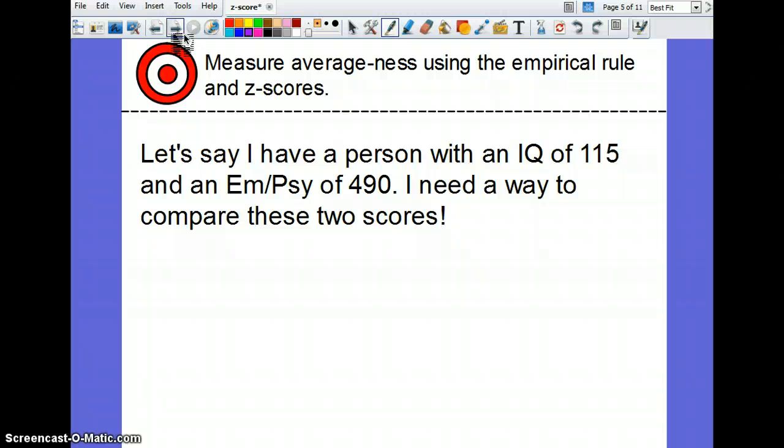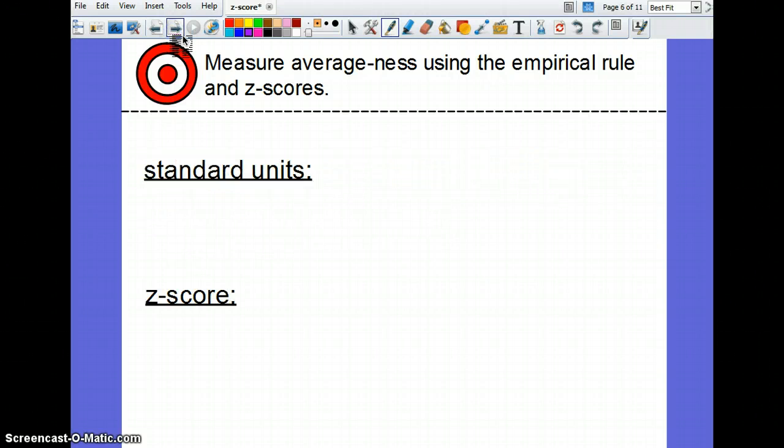However, it would be really nice if I had just communicated both of those scores in terms of the number of standard deviations, because then it would have been immediately obvious whether this person was above average, below average, or on par for both of those. Okay, so that is why we have a z-score. A z-score basically communicates a score in terms of the standard deviations, or standard units is what we'll call it.